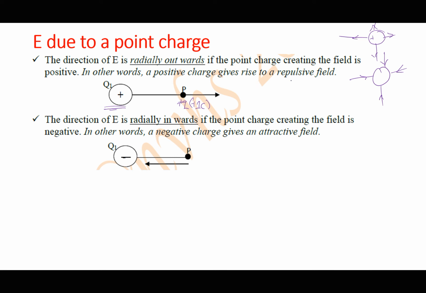Note that by convention, a repulsive force, or a repulsive field, is considered to be positive. On the other hand, if we consider a negative charge creating the field, we imagine a unity positive charge, 1 coulomb, placed at point P. This charge will automatically be attracted towards the negative charge. Therefore, a negative charge gives rise to an attractive field.